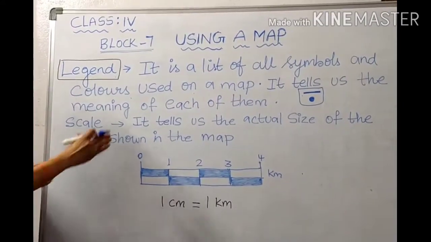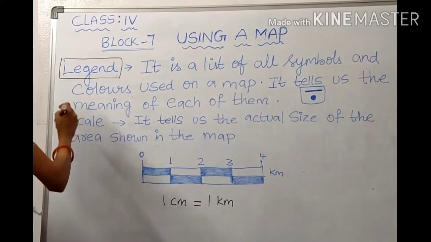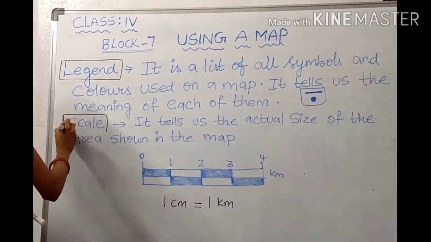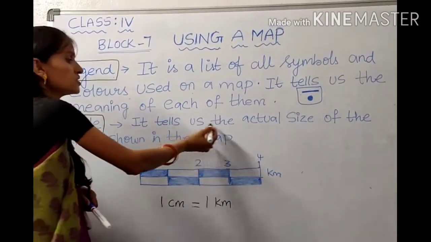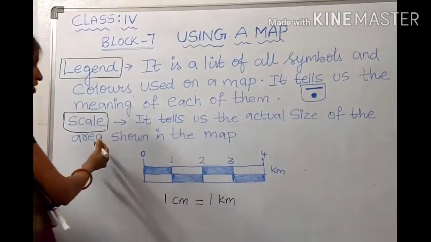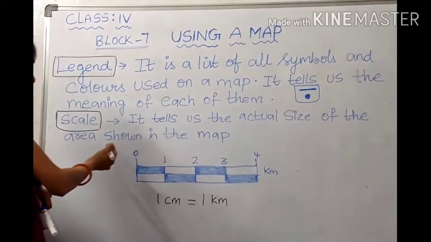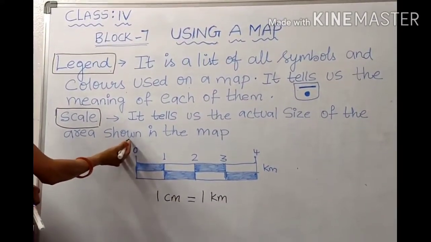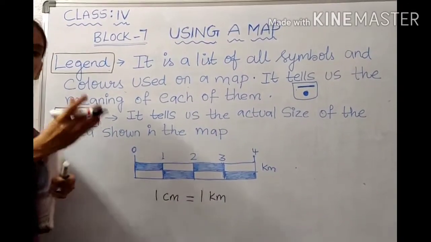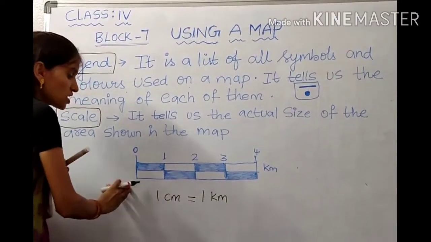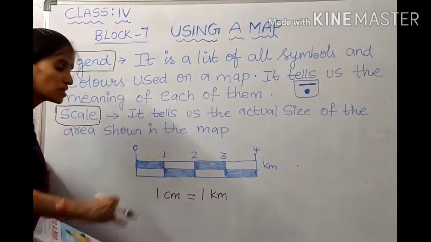Now next, coming to our next one is scale. Next element of map is scale. What does a scale tell us? It tells us the actual size of area shown in the map. If you have seen the map, some maps will show the scales. It will take the scale like this, and down of your map, the scale will be given like this.